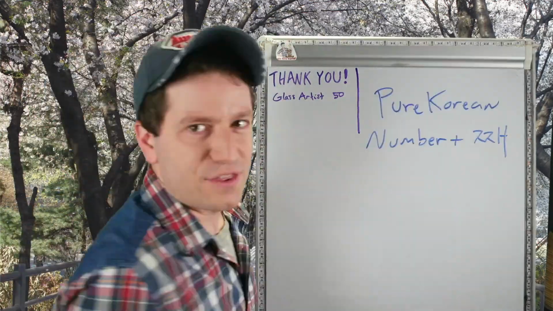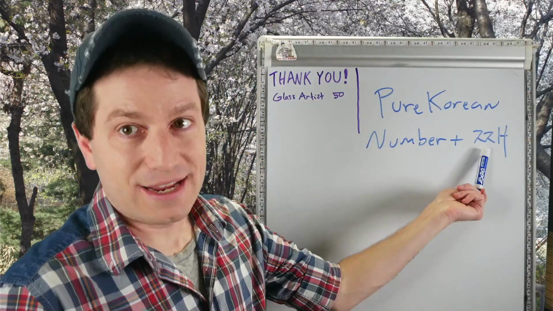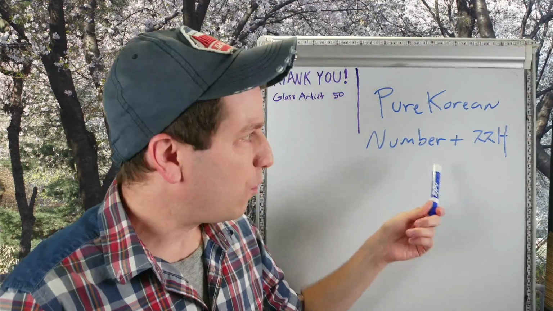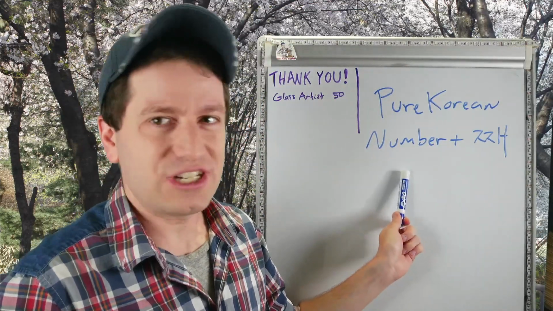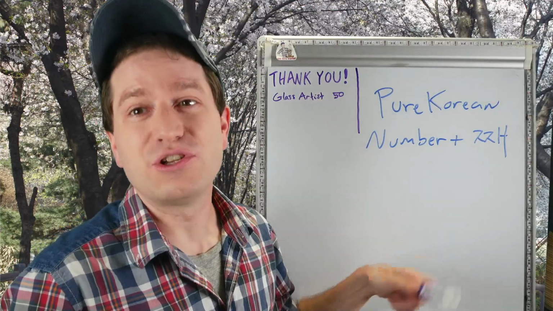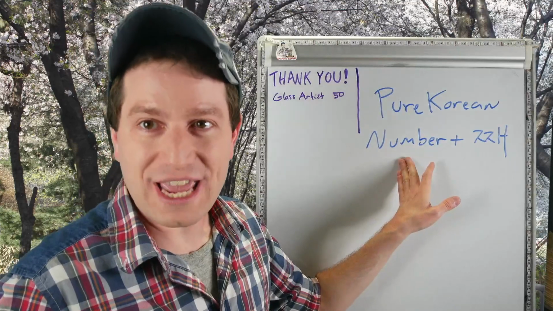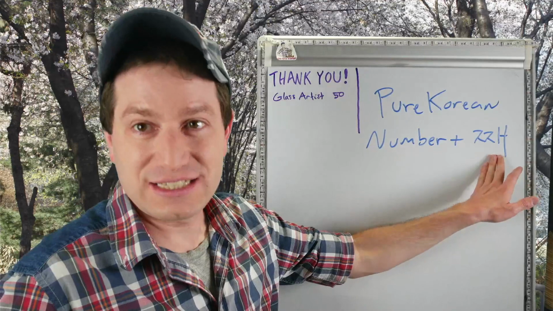Welcome to the stream. The first thing we're going to be learning today is how to use 째. All you do is you take a pure Korean number and you attach 째. Now, what I mean by that is you actually just take the number. You don't change it like you normally would when you're using it with a noun. For example, instead of 두, like 두개, you just use 둘. You use the original number and then attach 째.